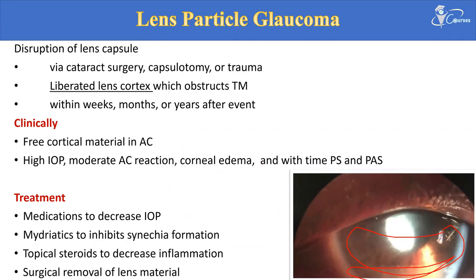Okay, so back to our case, lens particle glaucoma. Those patients will have free cortical material in the AC. They will have high intraocular pressure, moderate AC reaction with corneal edema. If it is left like that, this inflammation will eventually cause posterior synechia and peripheral anterior synechia. So what is the treatment? You know now. Medication to decrease the intraocular pressure, mydriatics and cycloplegics to inhibit synechia formation, topical steroids to decrease the inflammation, and surgical removal of the lens material. This will be the definitive management.